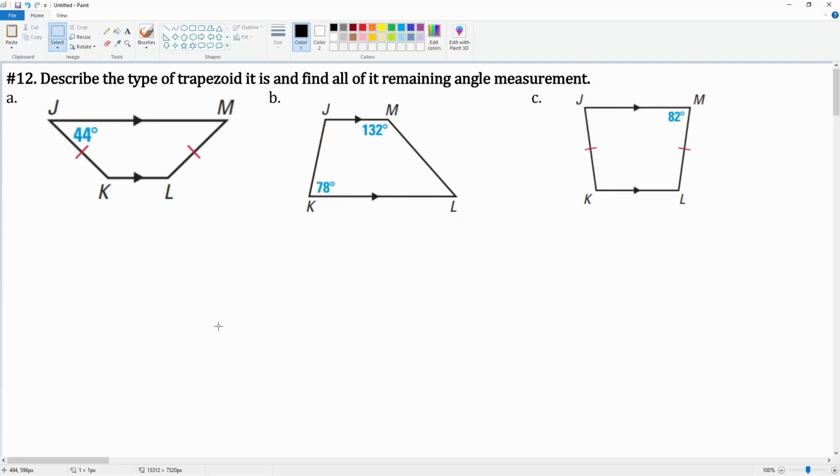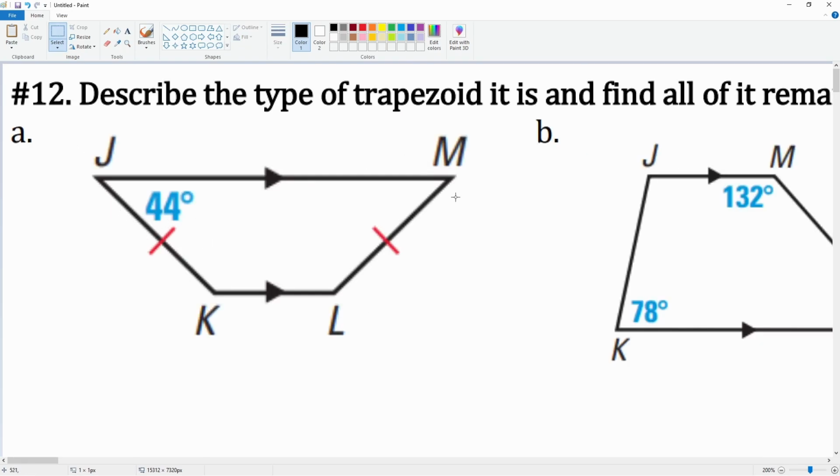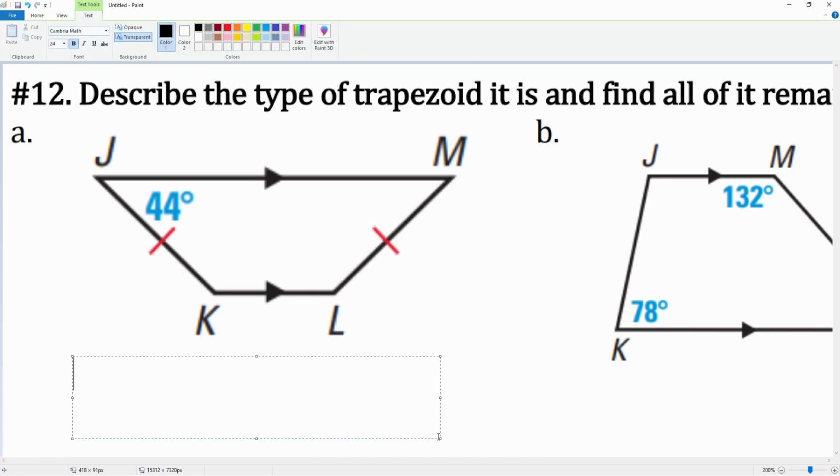All right, number 12, you're going to describe what type of trapezoid this is, and then you're going to find all the remaining angle measurements here. So let's look at A. You see that the legs here are congruent with the red marks. The fact that the two legs here are congruent, you can call this an isosceles trapezoid.